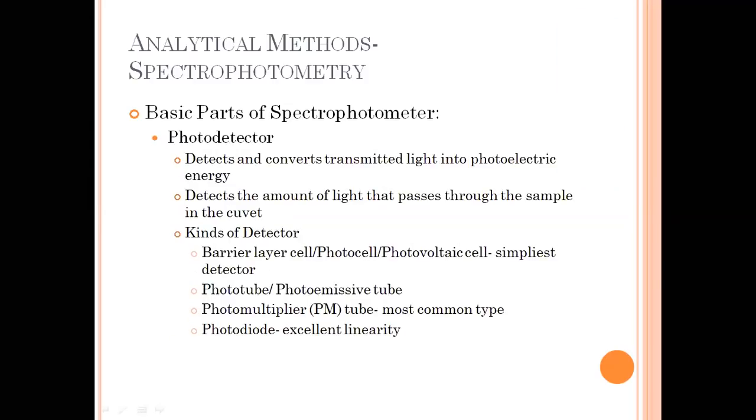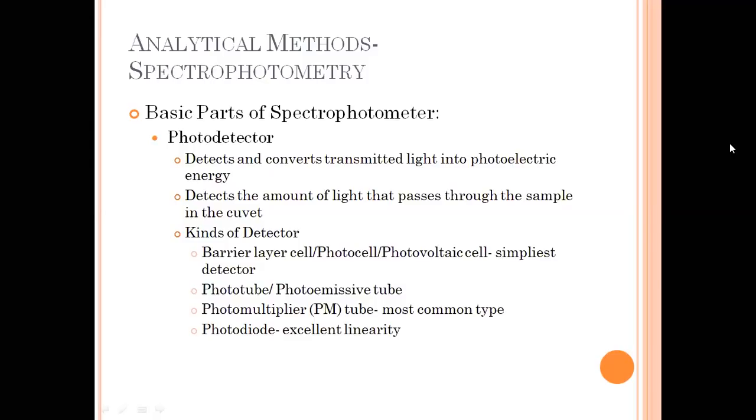Okay. Next part of our spectro is our photodetector. So this photodetector detects and converts transmitted light into photoelectric energy. Okay, so this detects the amount of light that passes through the sample in the cuvette. So kindly take note of this so-called transmitted light.